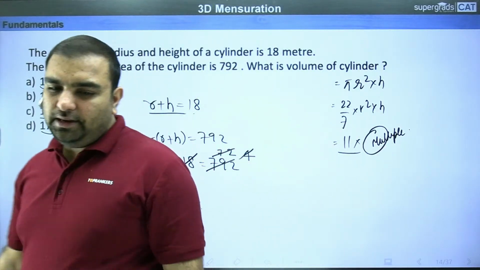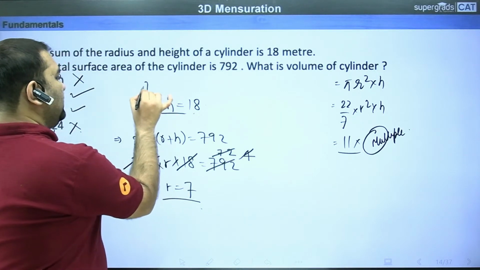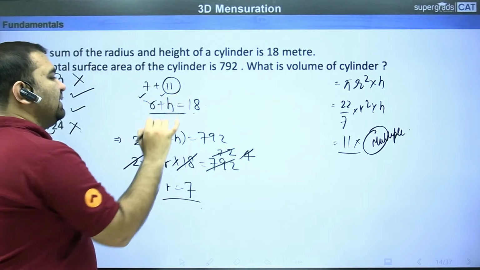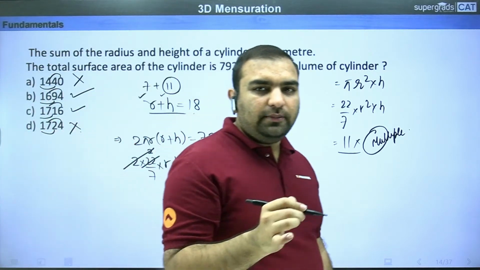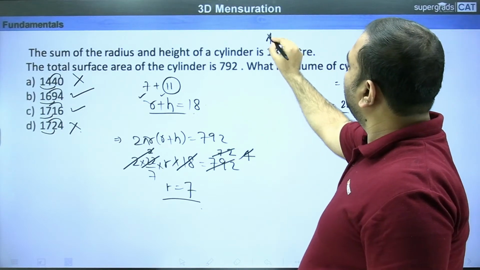वॉल्यूम ऑफ द सिलेंडर पूछा गया है. रेडियस 7 होने का मतलब हाइट इज हाउ मच? 11. रेडियस 7 होने का मतलब है हाइट कितनी है? 11. व्हाट दे आर आस्किंग? वॉल्यूम. पाई आर स्क्वायर एच.